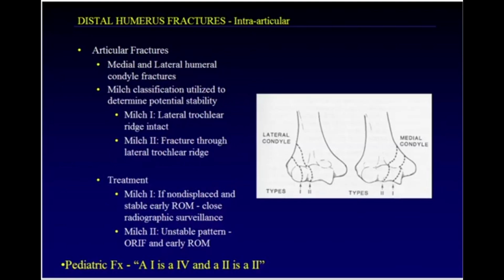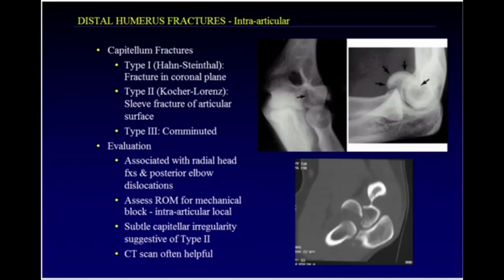So for Milch 1s, if they're non-displaced and they're stable, you can treat them with early range of motion. For a Milch 2, they are by definition unstable, and those need to be treated with open reduction and anatomical reduction of the joint surface. For pediatric considerations, remember that a Milch 1 is actually a Salter-Harris 4, and a Milch 2 is a Salter-Harris 2, and I'm sure that's probably covered with you in your pediatric lecture.